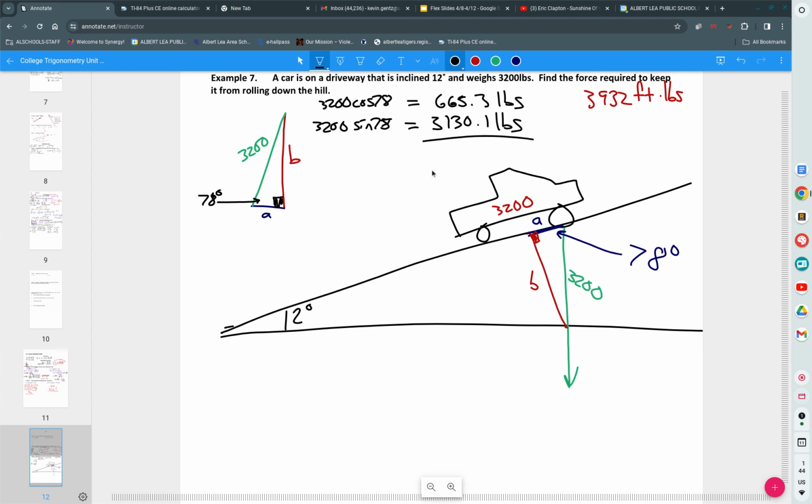3,130.1. Yeah, so it's getting a little bit of a break from that 3,200. Okay, a little bit of a break, but still experience a lot of that weight. Very good. Okay, last example.